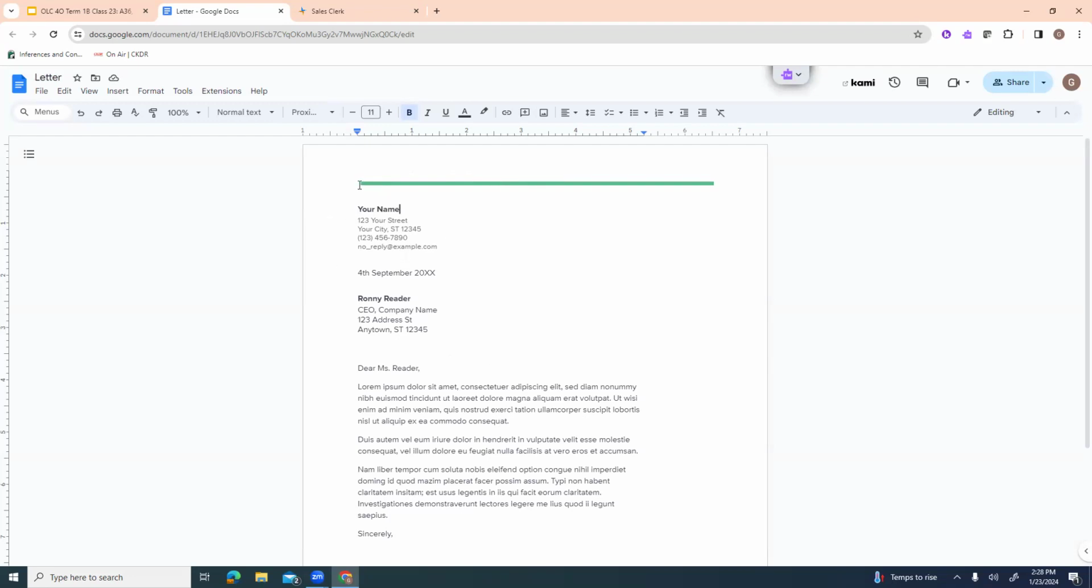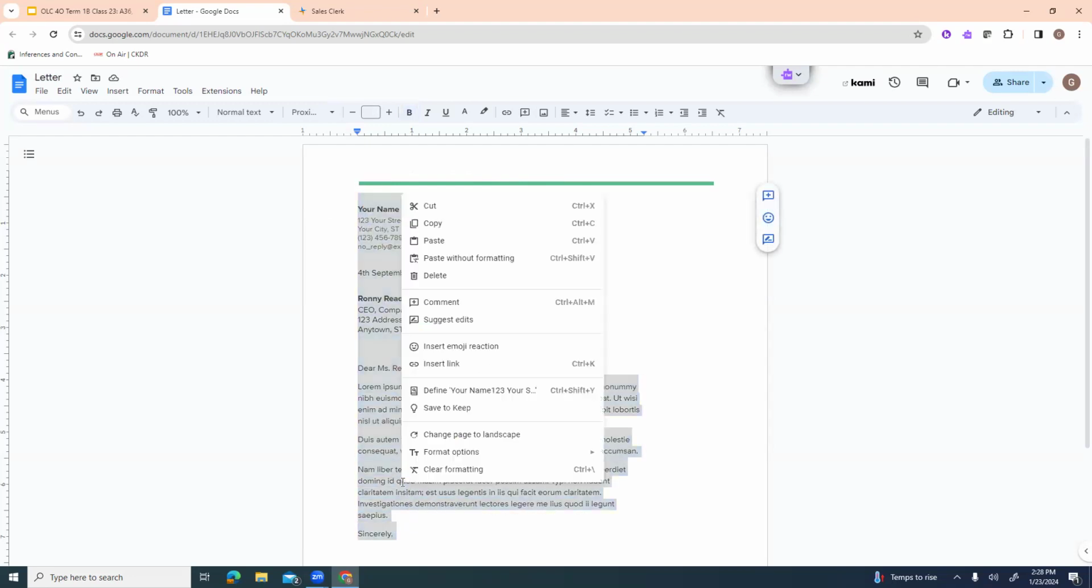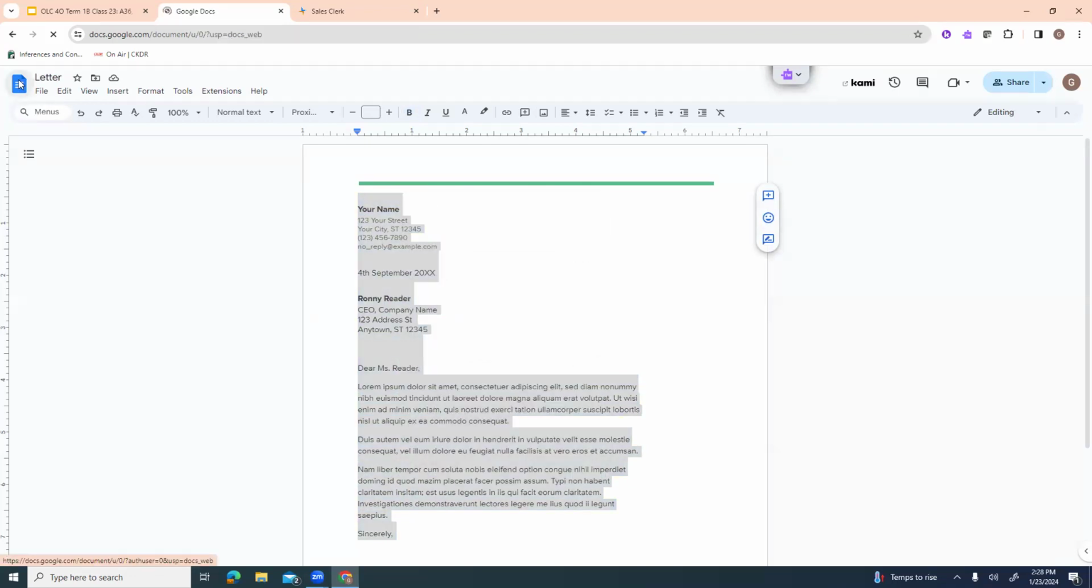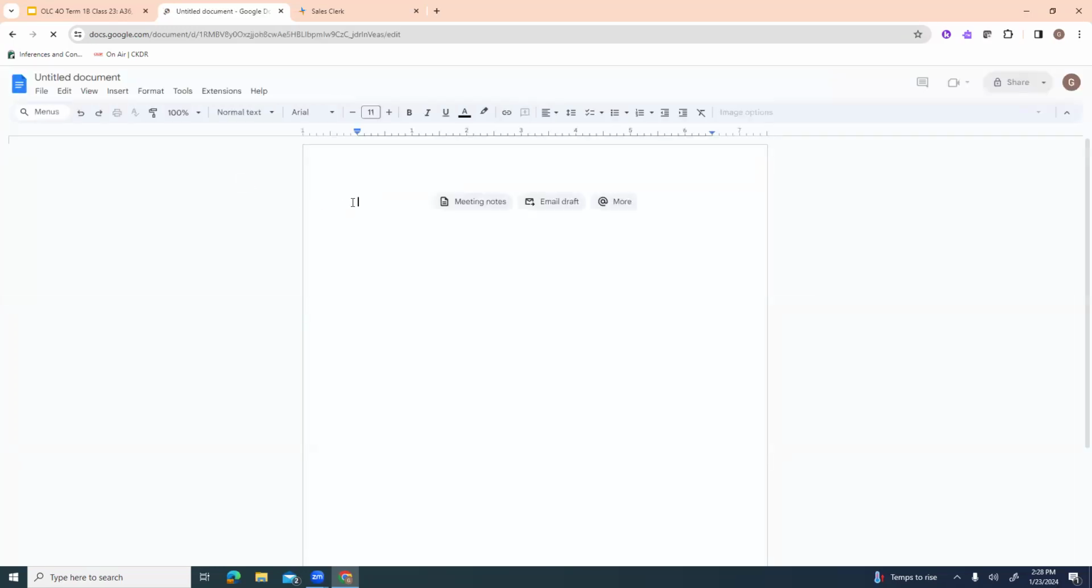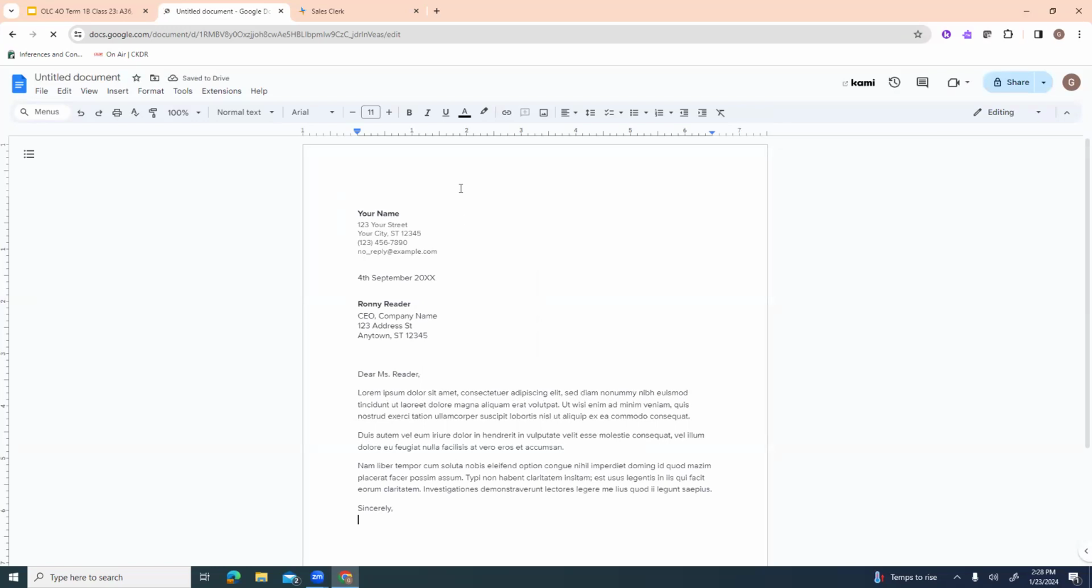I think what I had to do was save everything, copy them, and then I opened up a new, blank document and put it all there. Okay, and that got rid of the line. So if you don't like the line, that's one easy way to do it. Okay.